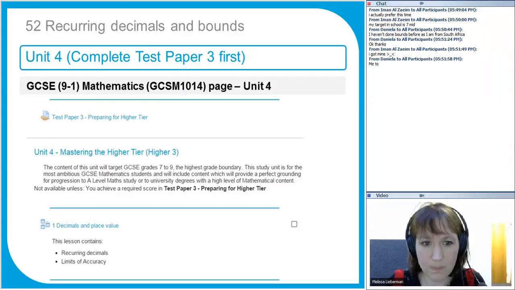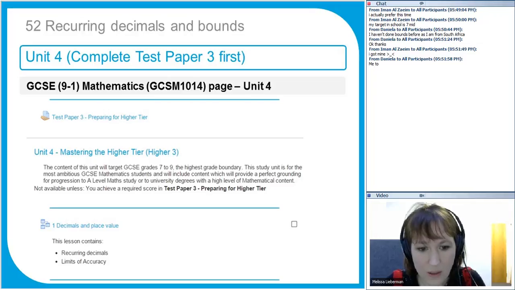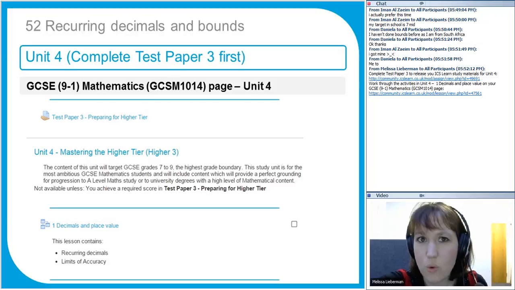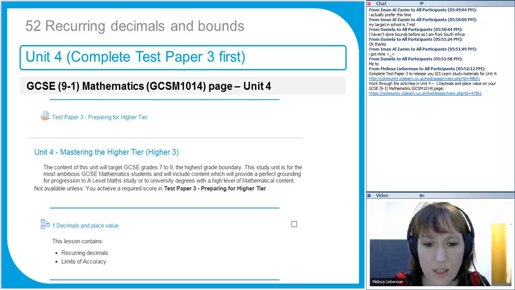Okay then, so if you're working through your ICSLM course notes, you will need to do the Unit 3 test paper before you unlock your Unit 4 materials. And the topics that we're doing today are covered in the first section of Study Unit 4. So we have Section 1, decimals and place value, recurring decimals, limits of accuracy. So you've got more practice questions in those sections there.